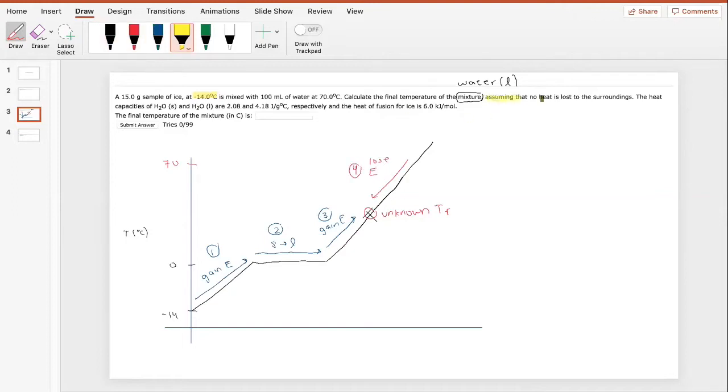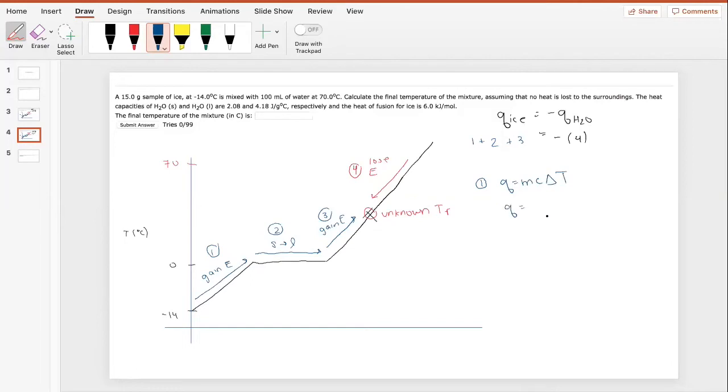So we're assuming that no heat is lost to the surroundings, which means that the heat gained by the ice will be equal to the heat lost, hence the negative sign, by the liquid water. All of these steps put together for the ice, so 1 plus 2 plus 3, all of this heat gain must equal the heat lost by the water. If we look at step 1, we see it's ice gaining energy from negative 14 degrees Celsius to 0 degrees Celsius. When we see a diagonal line like this, we have to use Q equals mc delta T.